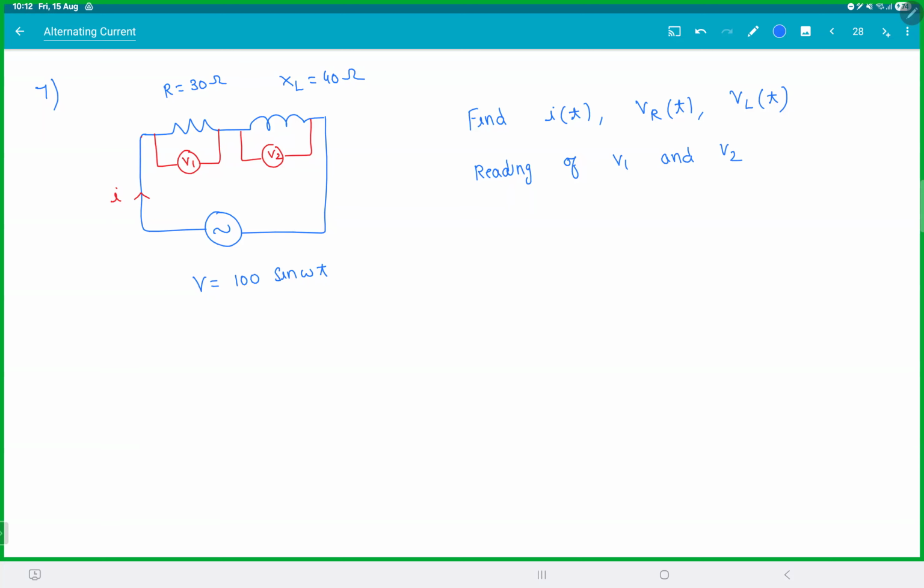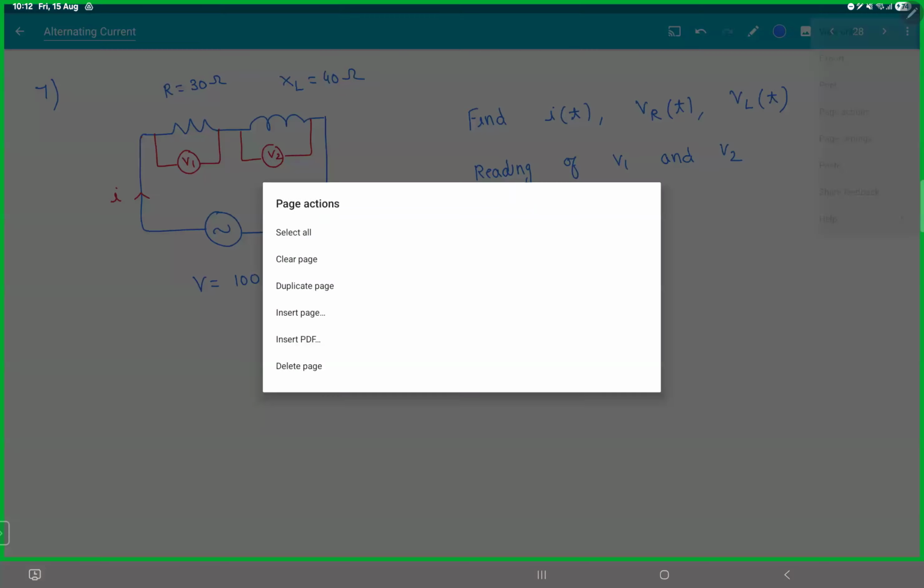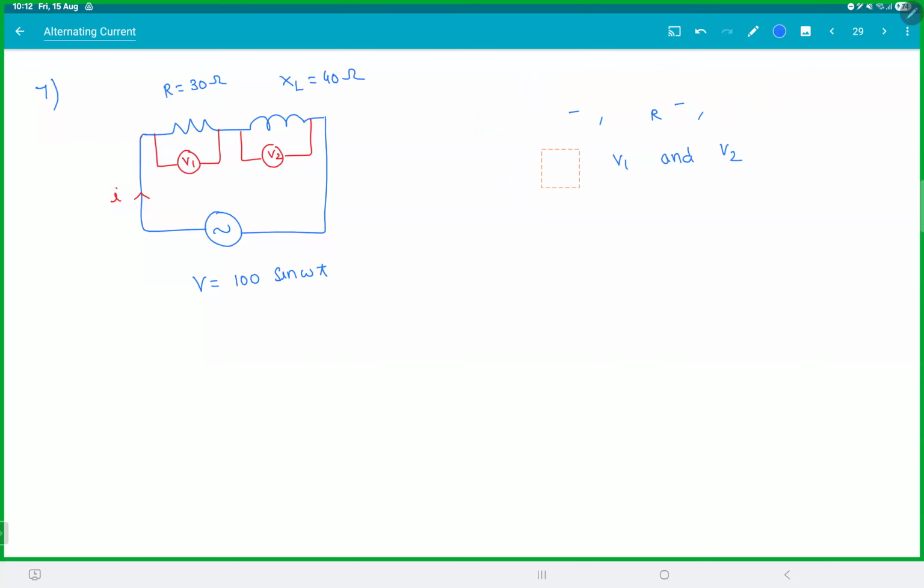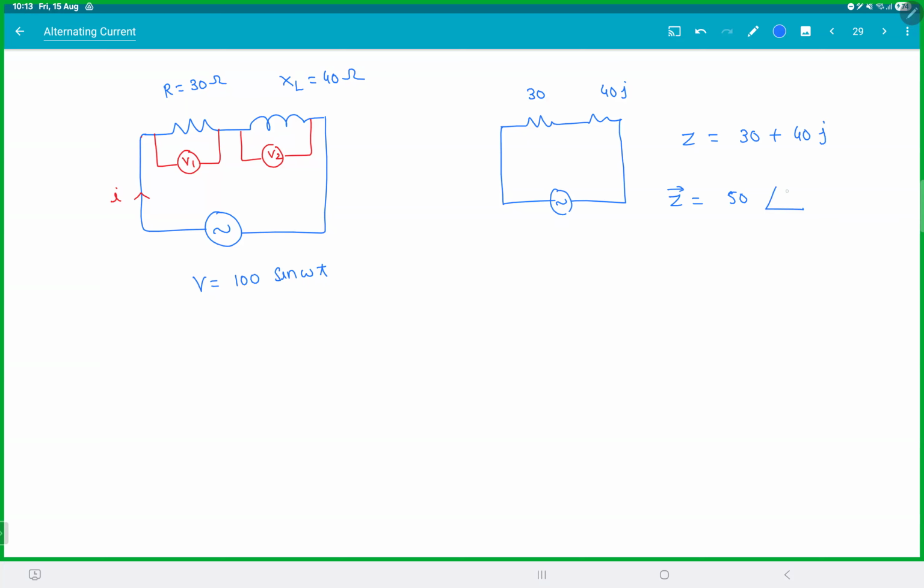Let's see. Check your answers. Step 1. Let's convert everything into complex numbers. So your circuit becomes 30 and this becomes 40J. So your impedance is 30 plus 40J. The phasor form Z bar is 50. The angle is tan inverse 4/3, which is 53 degrees.